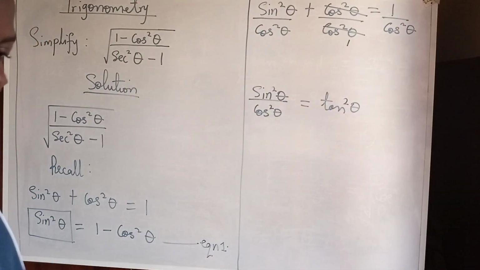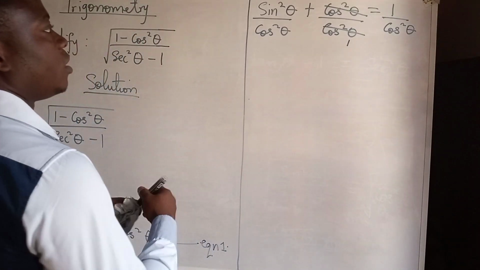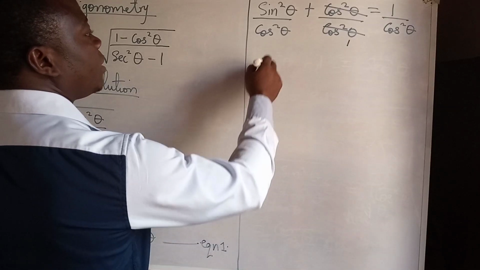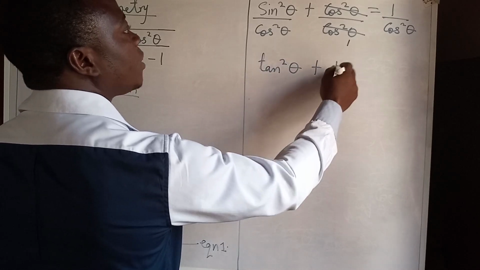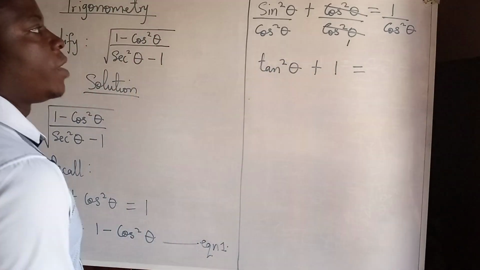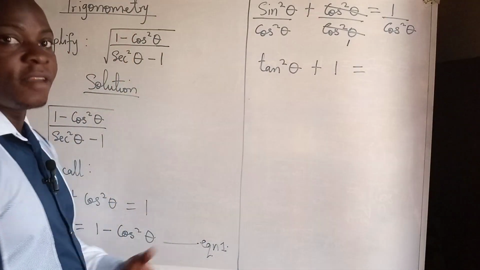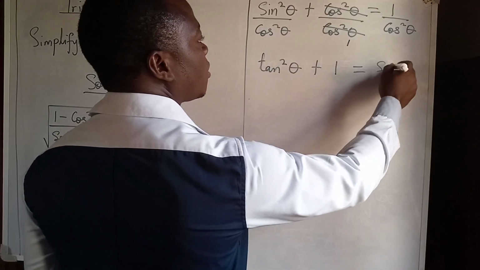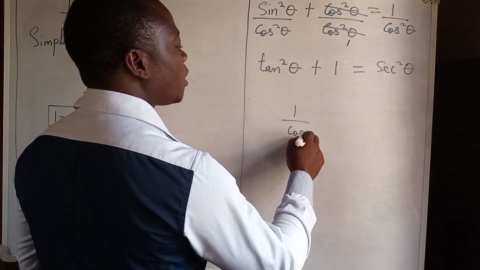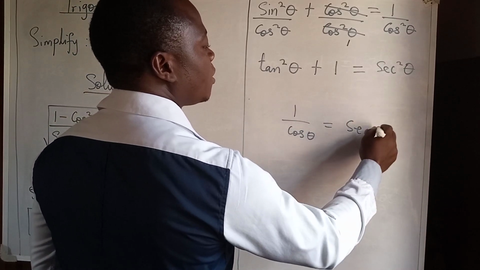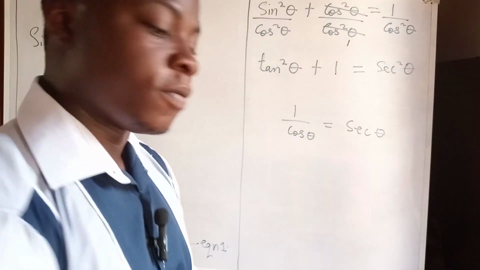So this will be tan squared theta plus 1 equals 1 over cos squared theta. 1 over cos squared theta is cos inverse squared, so this is going to be sec squared theta. 1 over cos theta is equal to sec theta. So that is also very true.